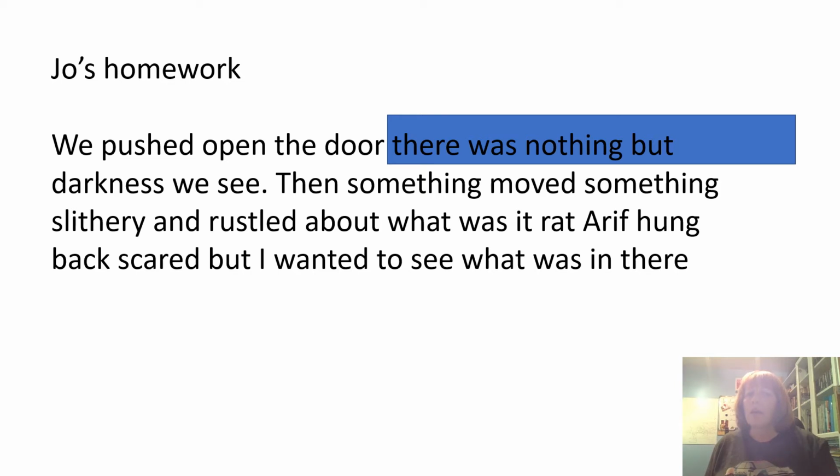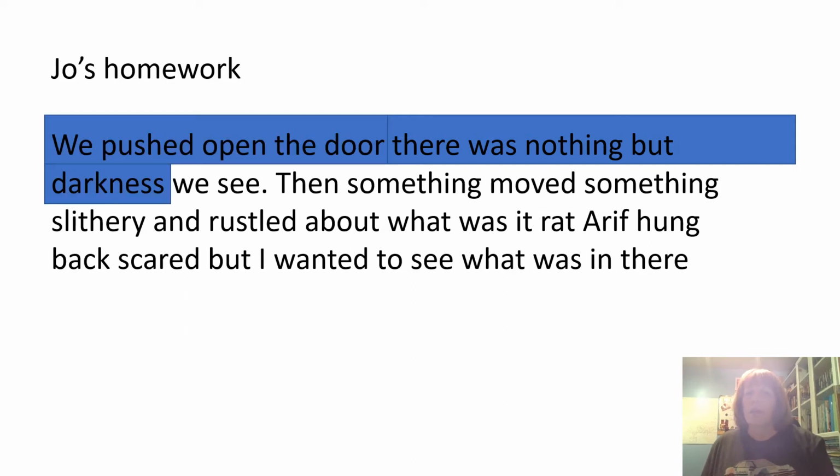Now, there is quite a lot of information in that homework, Joe, but I think we need some help with the sentences. So where I've placed a blue marker is where I think the second sentence should go. So I think the first sentence should be, we pushed open the door. And then the second sentence should be, there was nothing but darkness. And I think that would make sense. So we have a full stop after the word door. And then we need a capital T.